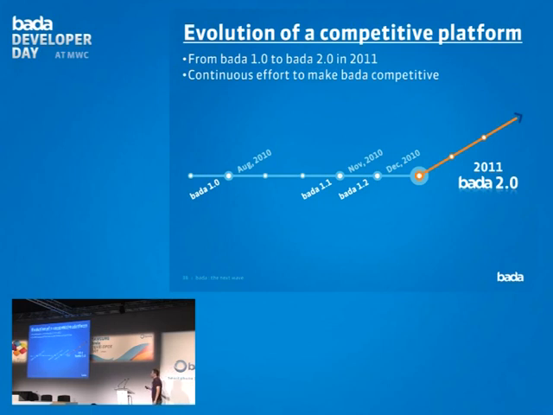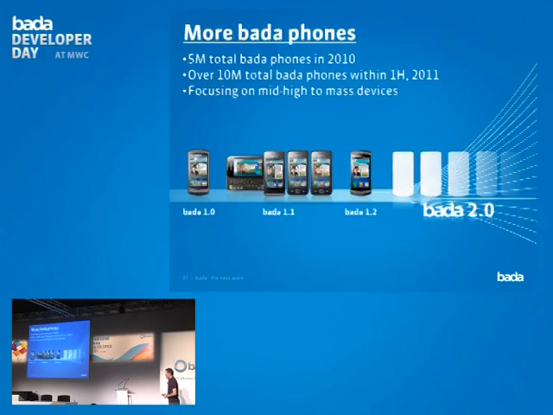Second area, as I said, are devices. So there are at the moment 6 devices out there on the market. In 2010, by end of 2010, we managed to sell 5 million bada phones. We expect to sell a total of 10 million phones by end of first half of this year.